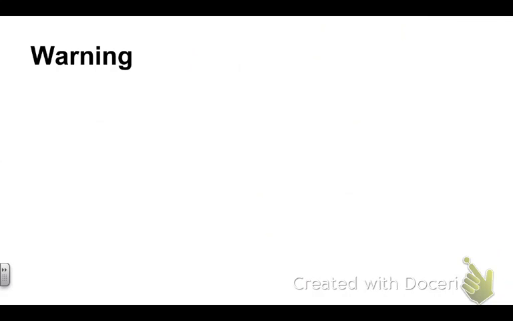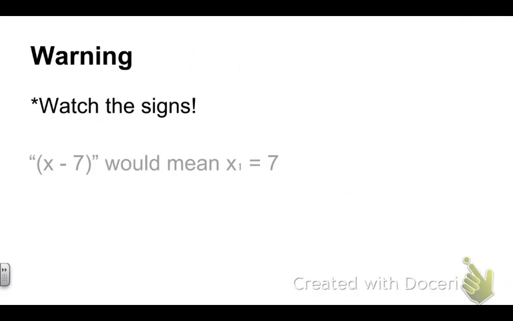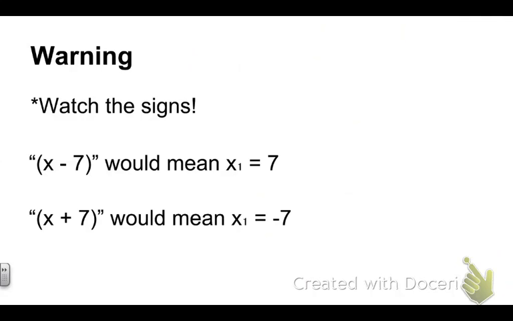Here's a warning though. You've got to watch the signs. Some of you guys might say, oh, this is the easiest thing ever. Alright, but what can be confusing are the signs. That x minus 7, alright, if I wanted you to plot x is a positive 7. Because if you go back to your formula, it's always x minus. So what did you plug in? You plugged in a positive 7. And then x plus 7 would actually mean x is negative 7.